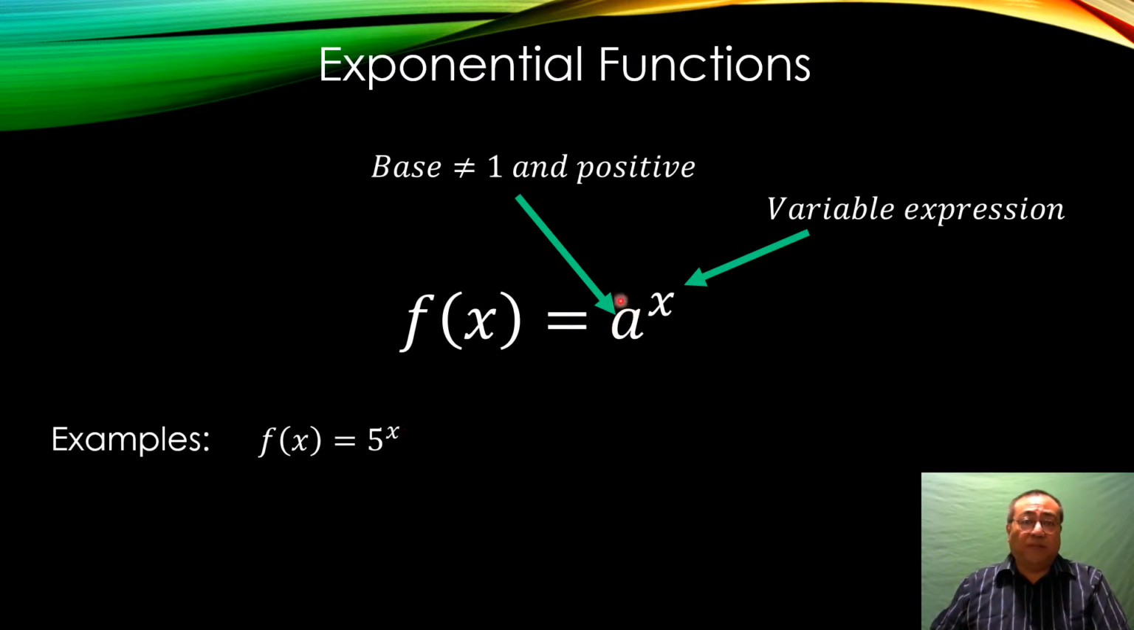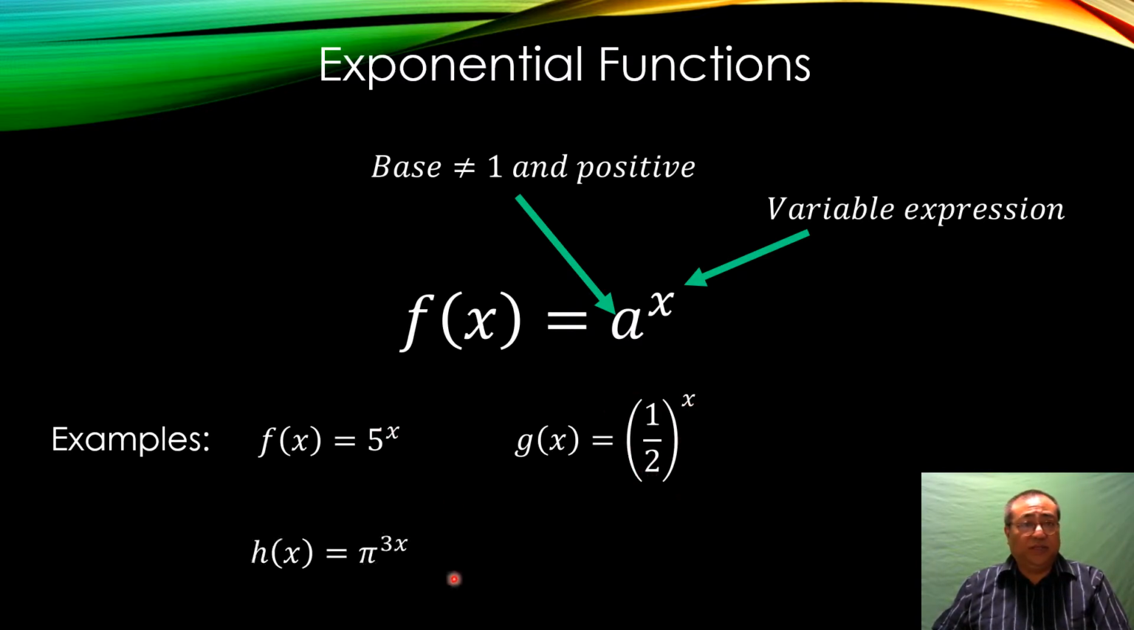If you didn't understand what I meant by the a, it's going to be a specific number. So a in this example is 5. A in this example is 1/2. And the exponent is x in both cases here. And here, pi. Remember, pi is a number. Don't be distracted or confused. Pi is a number like any other number. It's just a really ugly number. So the variable expression here is 3x. The exponent is 3x. Here, the a is 3/2 and the exponent is x.